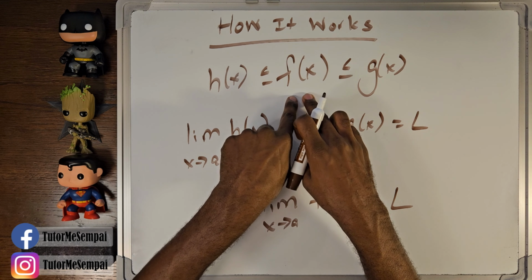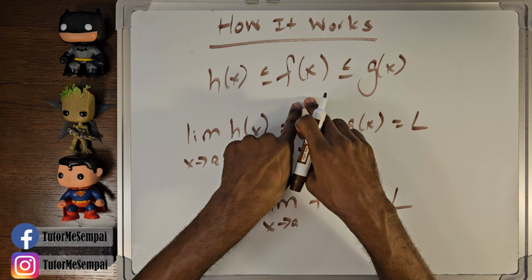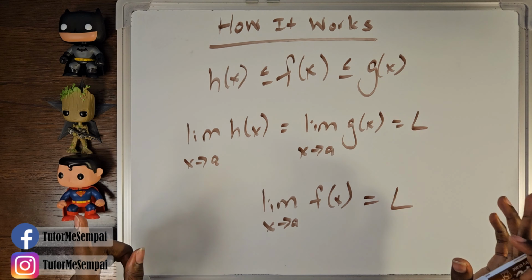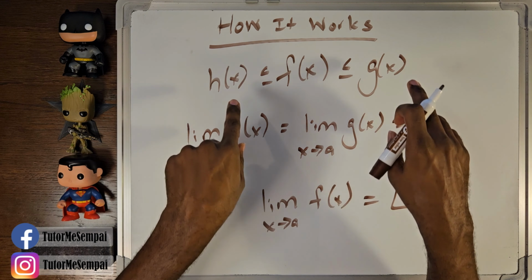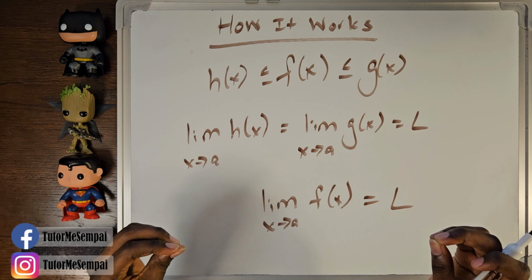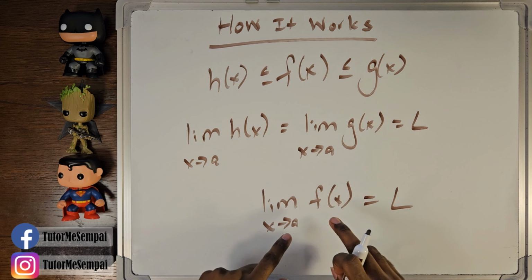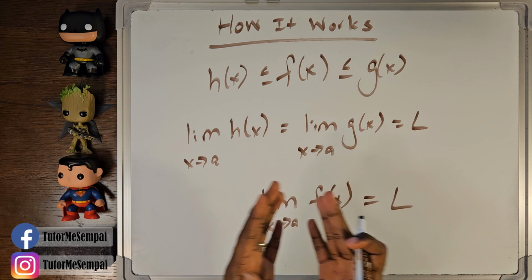So if you have 2 other functions that bound your function, and you know that the limit as x goes to a of both bounds equal each other, your Squeeze Theorem lets you know that your inside function, your original f of x, has to also have that same limit. This is why it's super powerful.